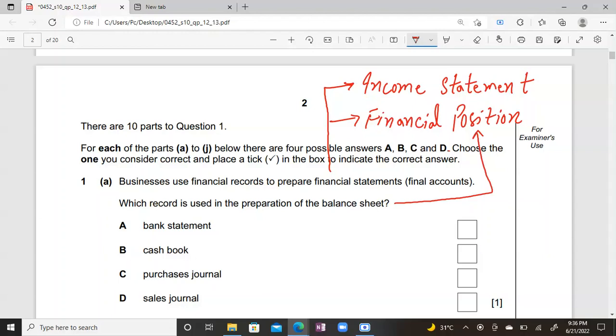So we have four options: a bank statement, a cash book, purchase journal, and sales journal. What is a purchase journal? Purchase journal means recording only the credit purchases, or you can say goods bought on credit. So it is used for credit purchases. And similarly, sales journal is used for recording only the credit sales.